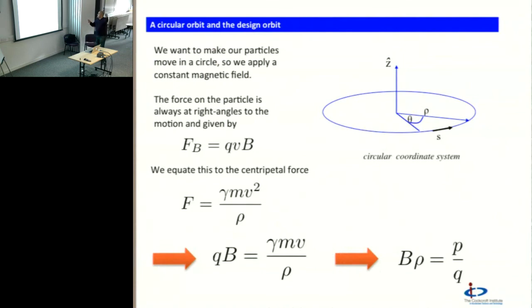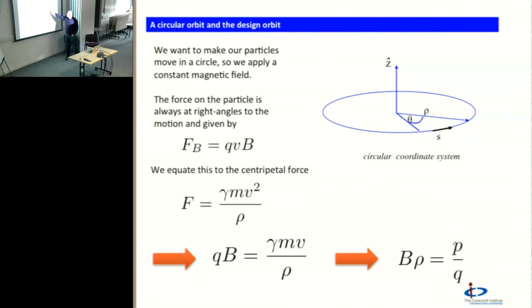So what do we do? We have an accelerator. We want to imagine this is a synchrotron like the LHC or Diamond. We want to make our particles move in a circle because it moves in a ring. So we apply a constant magnetic field. So here's our coordinate system we'll always use. Z is pointing up, S is pointing along, and X is pointing out. You have some particle at some position in the accelerator, a radius rho away from the center. We apply a constant B field on that.